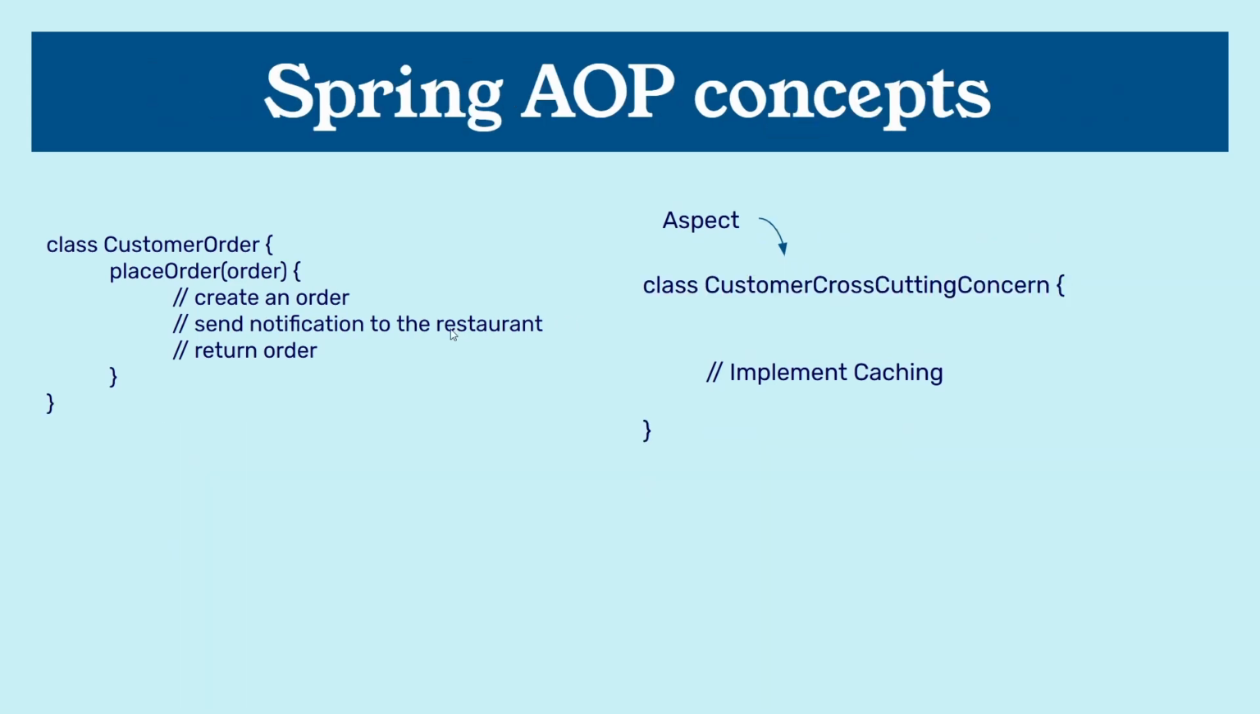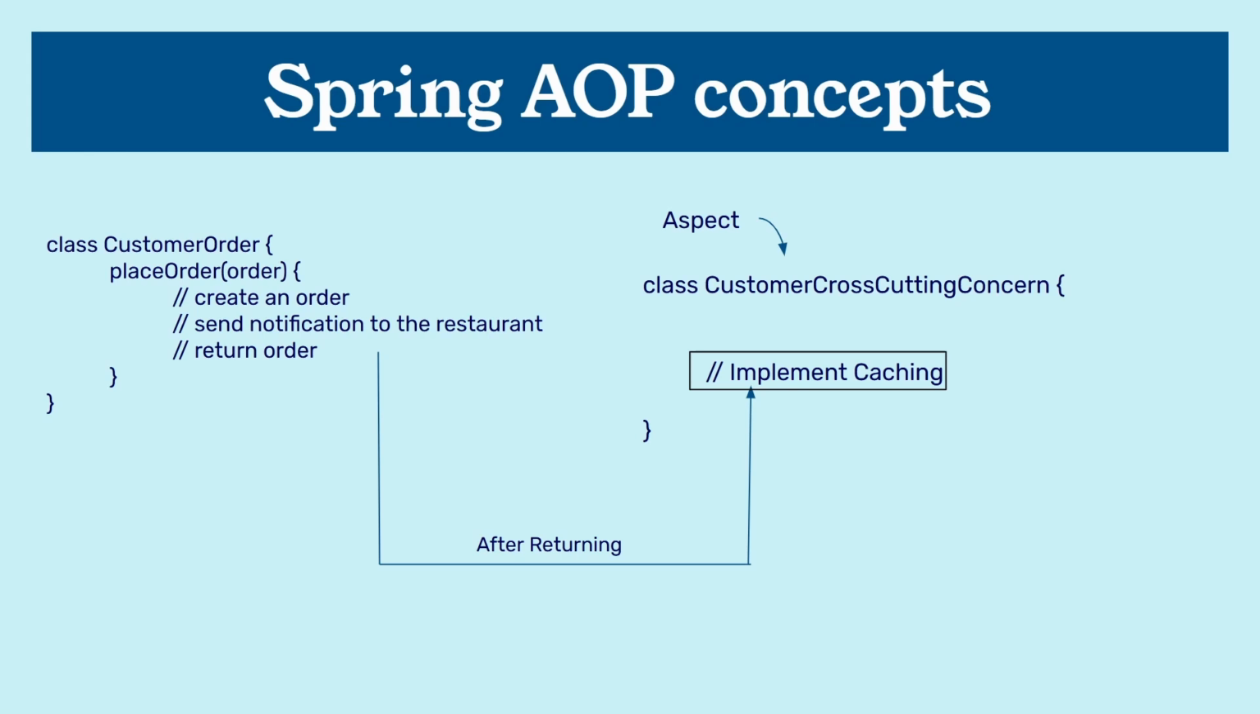Let's say we want to place an order, and after placing an order, a caching should take place. So basically, once the order is placed, there is a cache within this cross-cutting concern class, and that class has the implementation of caching that stores the information of the order once the place order method is completed. In essence, after returning from the place order method, the implementation of caching should execute.